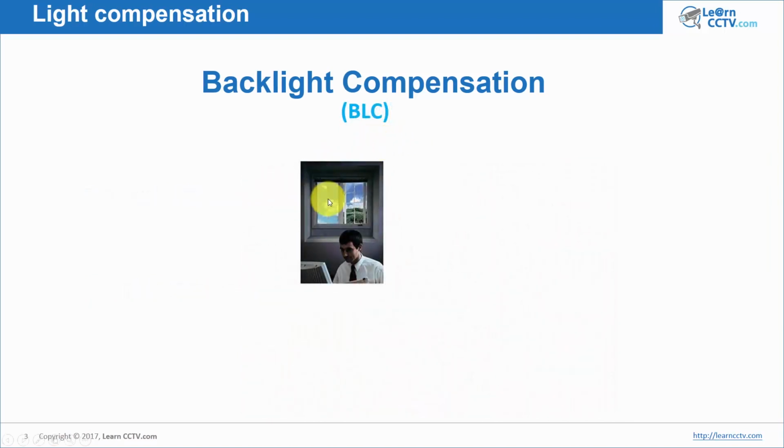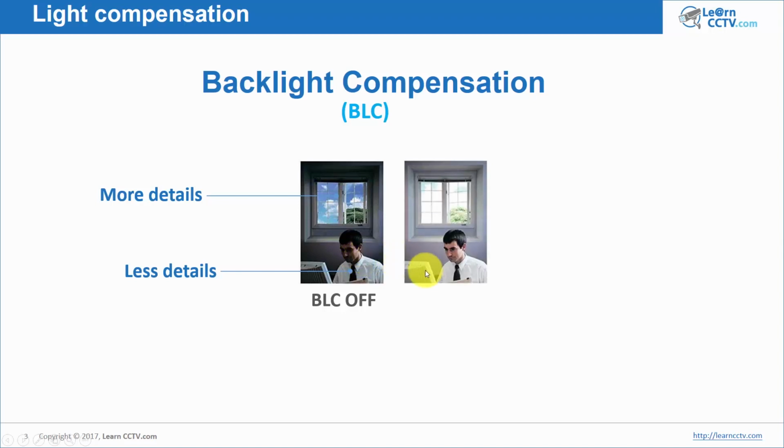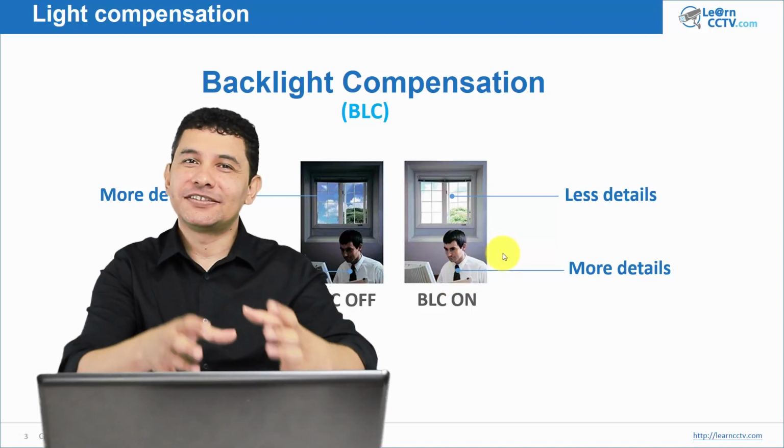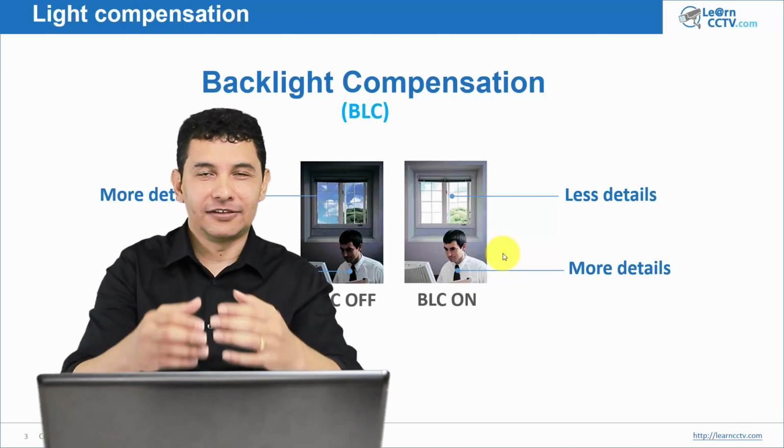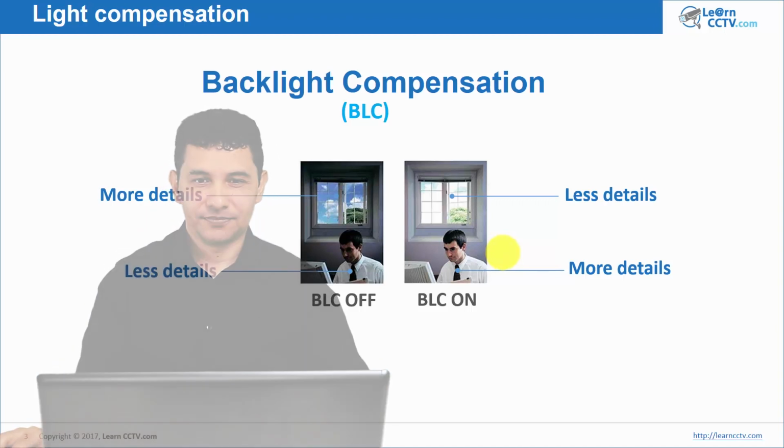Let's see an example here, right? I have here a window and I have BLC off on my camera. And then I can see details outside because I have a lot of light outside. I can see a lot of details, but I don't have enough details inside. Then I can turn on BLC and look here at the window now. I don't have details here. I have less details here and I have more details inside. And that's what I want. I want to see what's inside, not what is outside.